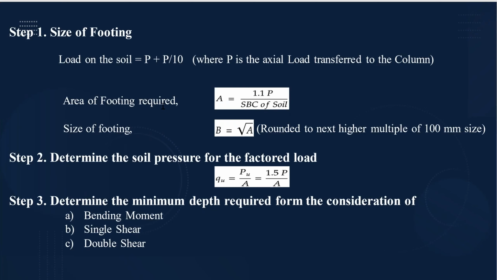Therefore, the area of the footing required will be 1.1 times P, that is the load on the soil, divided by the safe bearing capacity of the soil. As far as the safe bearing capacity of the soil is concerned, mostly you will be given it in the question.